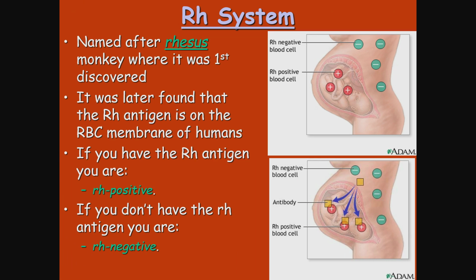And the scientists thought, if these rhesus monkeys have this other antigen on their red blood cell, I wonder if humans have it as well because we're also primates. It was later found that the RH antigen is on the red blood cell membrane of humans. So if you have this RH antigen, you are positive, and if you don't have it, you're negative. And that's how you get the positive and negative.